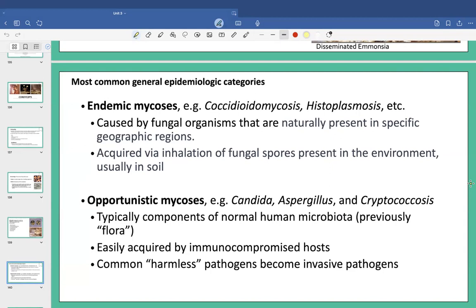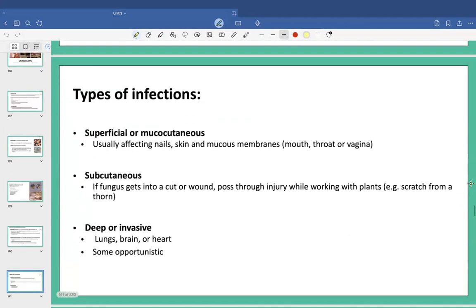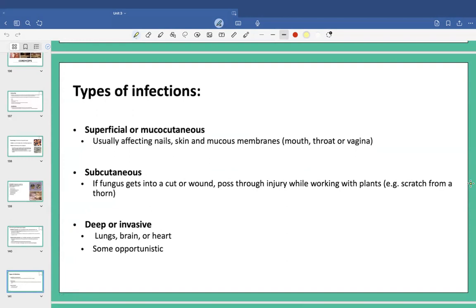We also have a couple of different types of fungal infections: superficial, subcutaneous, or deep. The superficial, we think about skin, nails, mucous membranes, so fungus that affects our mouth, throat, or genital areas. Subcutaneous, this might be from a wound or a cut. You scratched your finger with a thorn, and then the fungus is able to enter that way. And then the deep or invasive, which can spread throughout your body, so your lungs, your brain, your heart, and some of those are opportunistic.